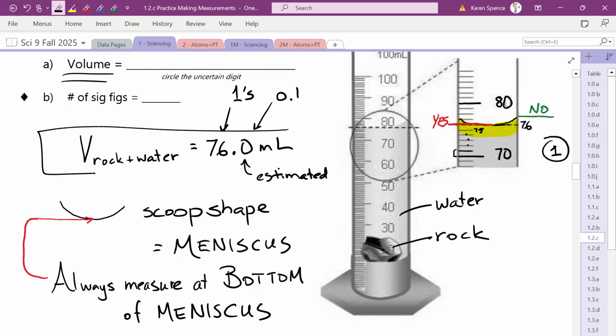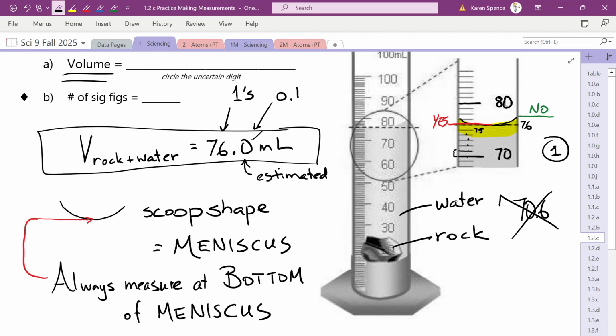So a full answer for full credit would be that, and that would be worth 4 marks. You would get one mark for saying volume of rock and water. You would get a half if you just said volume. You get 1 mark for getting 76 because you got the number right. Sometimes people get the number wrong. They'll write 70.6 or something like that. Okay? And you get 1 mark for having the 0.0 there, and you get 1 mark for having milliliters. Okay, so lots of marks for just one little thing. So far, so good? Excellent.